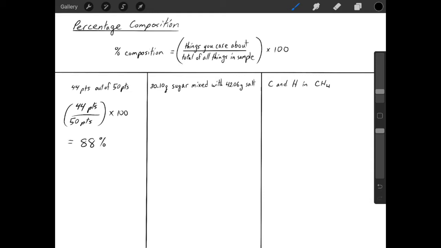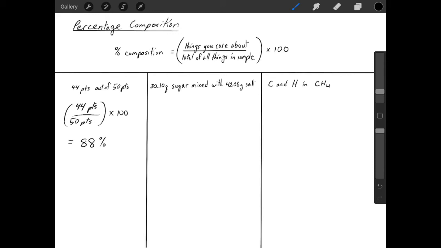The second example involves 2 components in a single mixture. The mixture contains 30.10 grams of sugar and 42.06 grams of salt. And we can calculate the percentage composition of that mixture. To do that, we need to find the percentage of sugar in the mixture and the percentage of salt in the mixture. So that's going to involve a couple of different calculations.